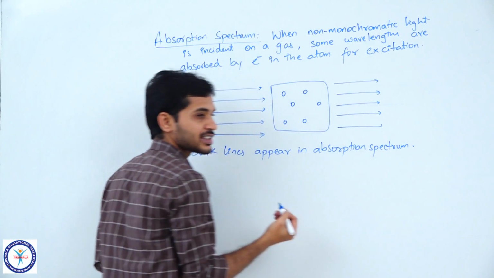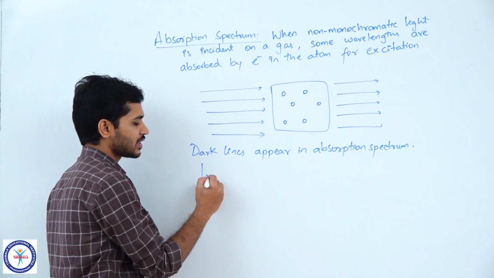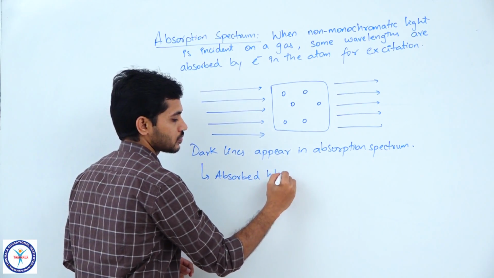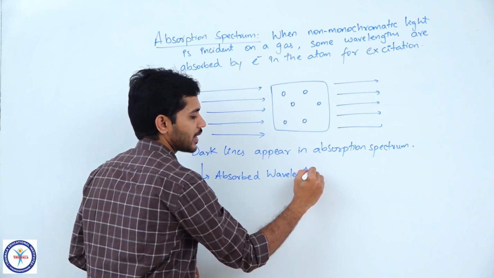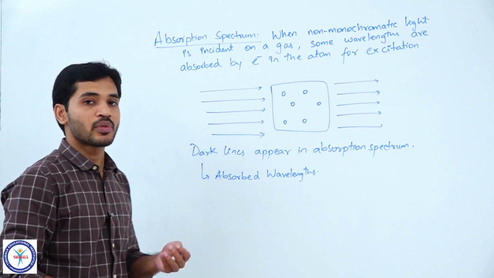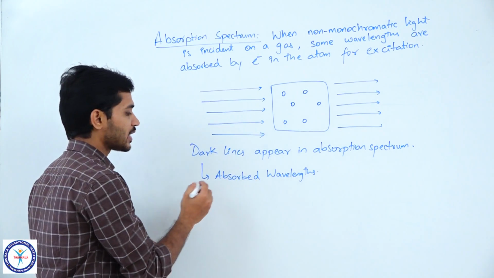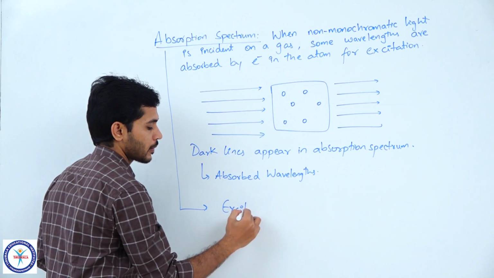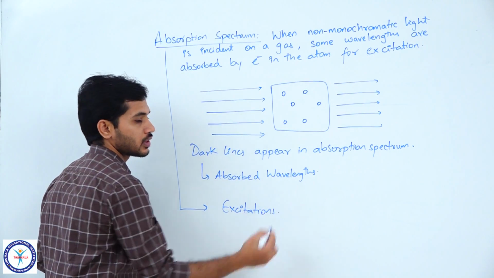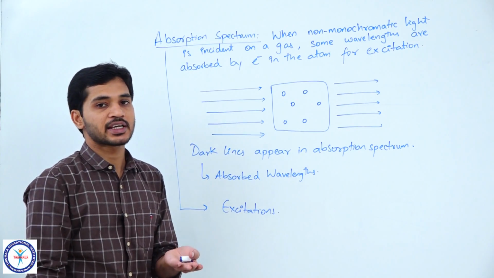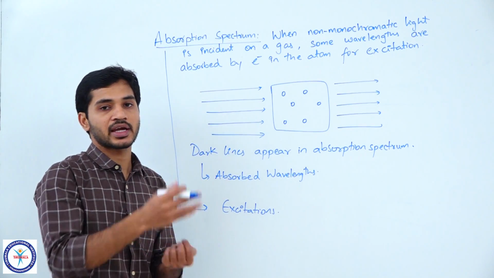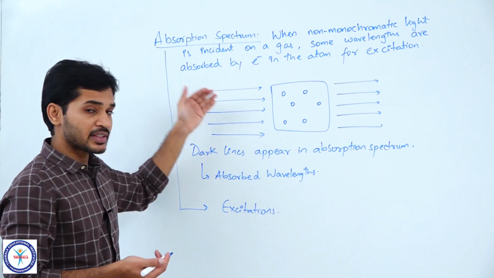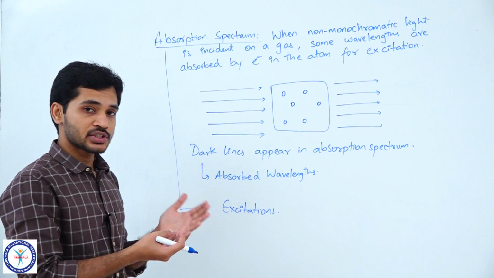And what do those dark lines signify? Those dark lines basically signify the absorbed wavelengths. So keep in mind that whenever you come across the term absorption spectrum, you should automatically connect it with excitations. The electrons have used those wavelengths for excitation from a lower energy level to a higher energy level. So that is what we mean by absorption spectrum, and absorption and excitation are one and the same.